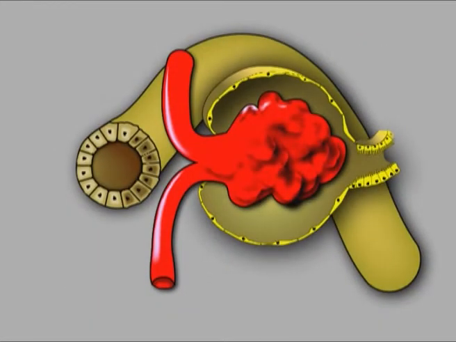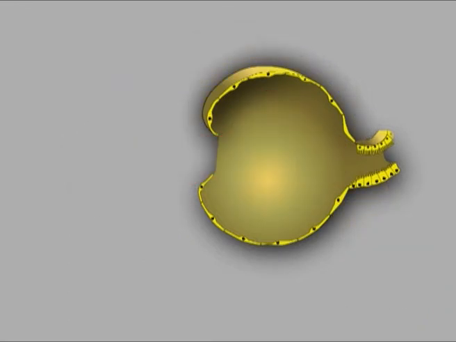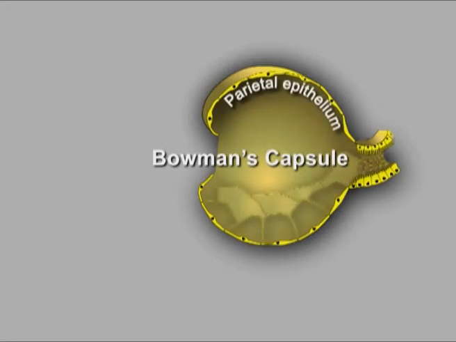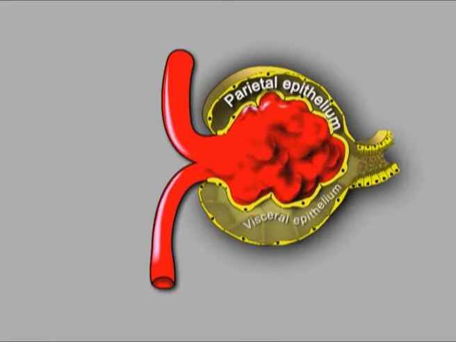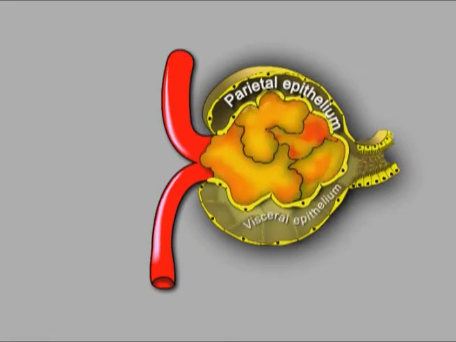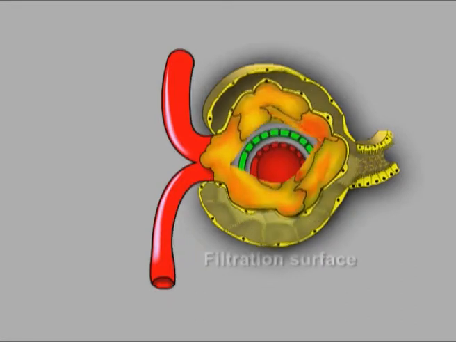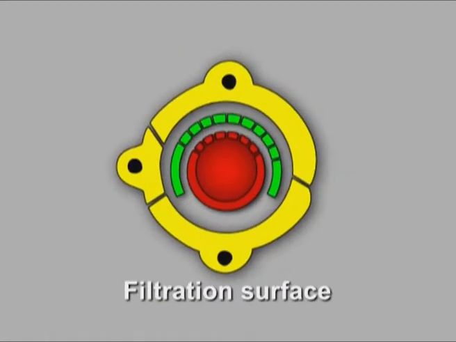If you reduce this apparatus to its individual parts, we can start by building from the Bowman's capsule. The outer, or parietal epithelial layer, houses the glomerular tuft of capillaries. An inner, or visceral epithelial layer, specialises to form cells known as podocytes that ensheath the capillaries. This interface forms a three-layered filtration surface.